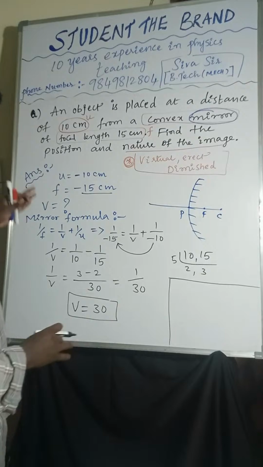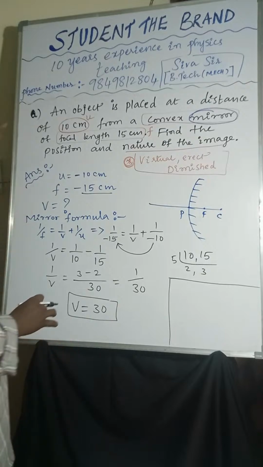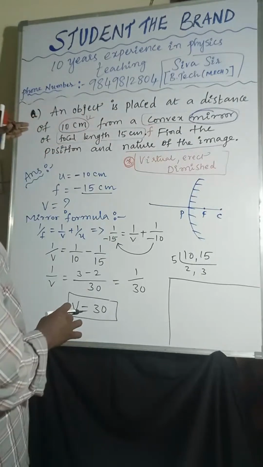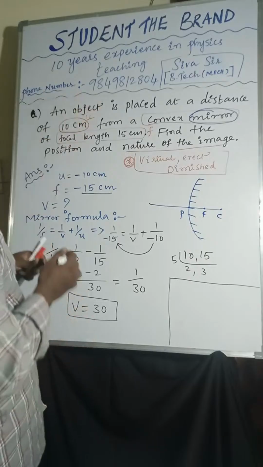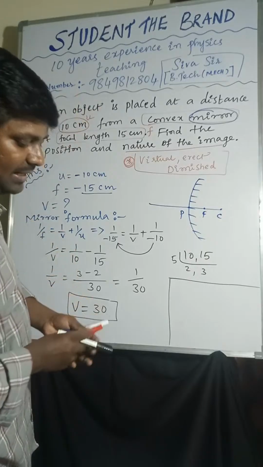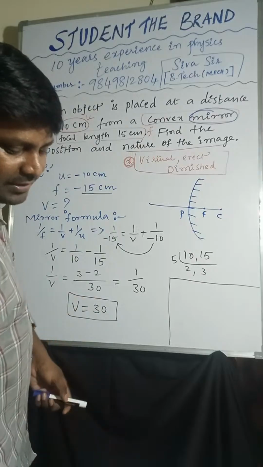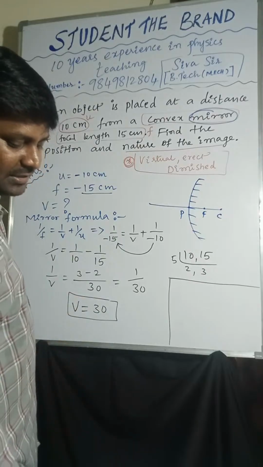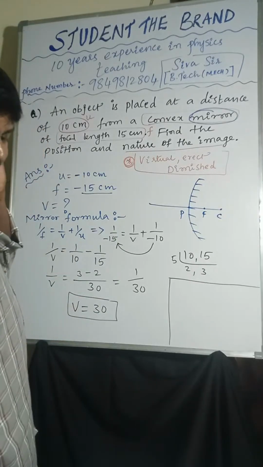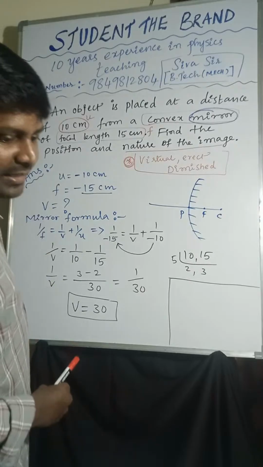Okay, here see, this is the answer. You can see an object is placed at a distance of 10 centimeter from a convex mirror. So here you need to understand one thing. Whenever the questions are given like this, first we have to identify the data.